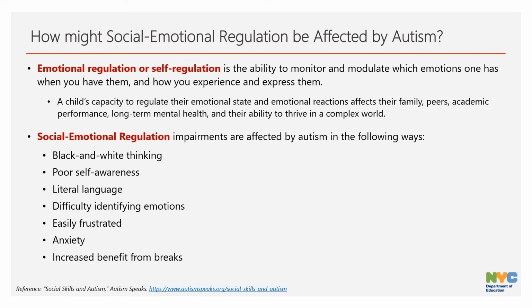Social emotional regulation impairments are affected by autism in the following ways: black and white thinking, poor self-awareness, literal language, difficulty identifying emotions, easily frustrated, anxiety, increased benefit from breaks.